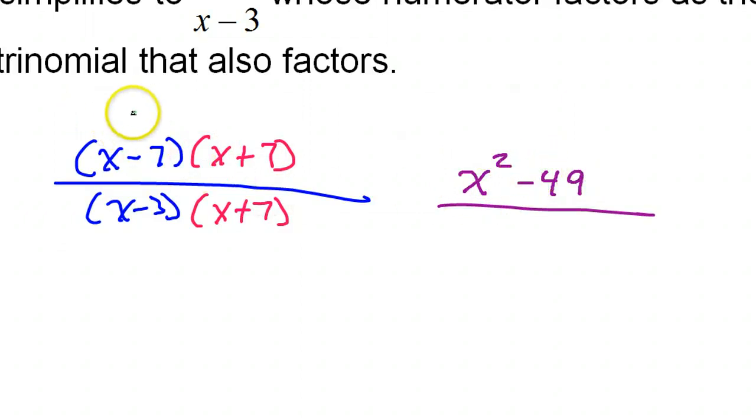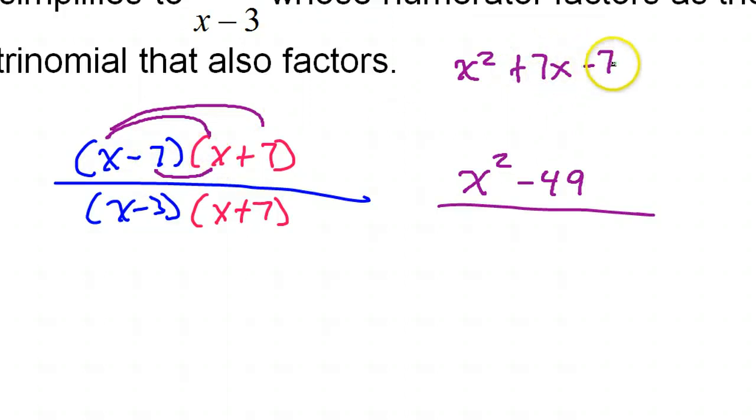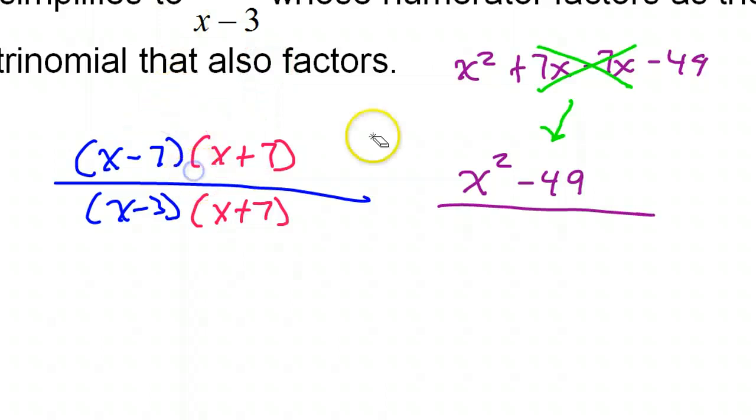Okay, and you could double distribute if you wanted to, right? X times x gives you x squared, and then x times 7 gives you 7x, all right? And then negative 7 times x gives you negative 7x, and negative 7 times positive 7 gives you negative 49. And then the negative 7x and the positive 7x cancel out, and you're left with x squared minus 49. You probably did not need to do all that, however, because you know how difference of two squares works. X squared minus 49 would factor as x plus 7 times x minus 7. You just do it backwards. But the bottom one, you might have had to double distribute.